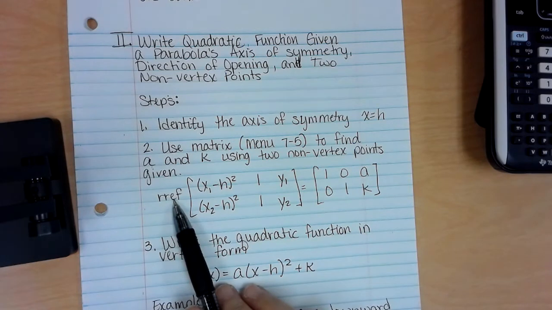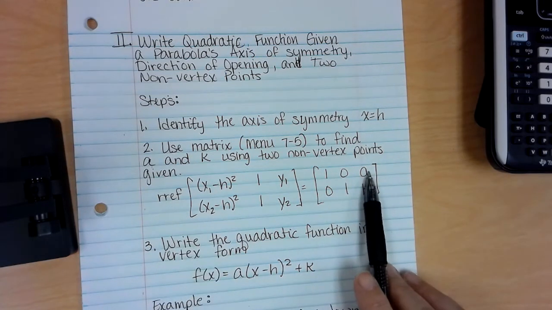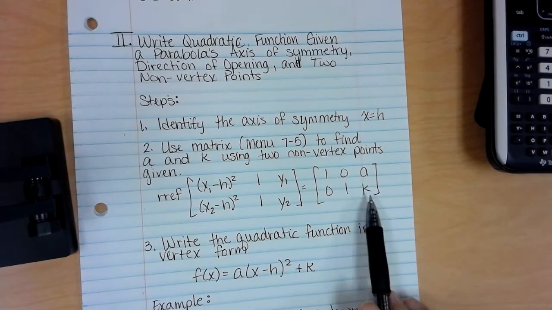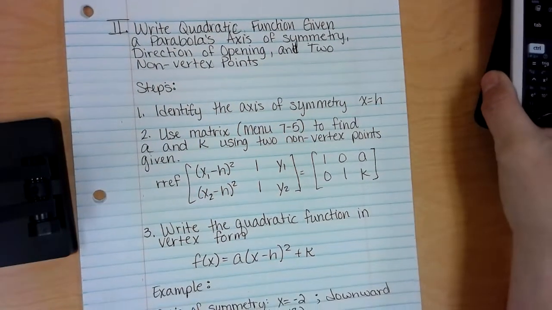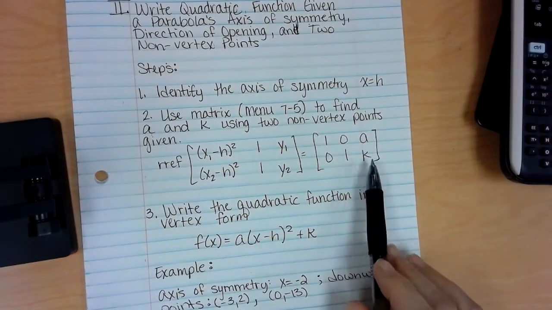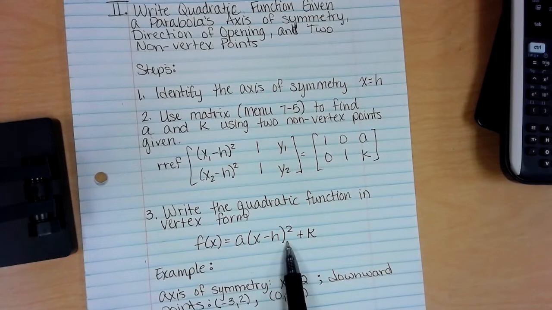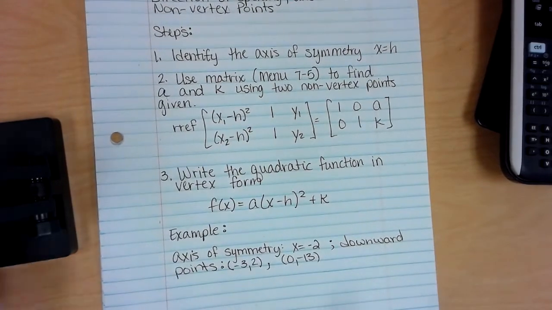When you use the menu 7.5 RREF, what you end up finding is the a and the k. Then you would plug in the a, k, and h into the vertex form to find the quadratic. So we're going to do an example.